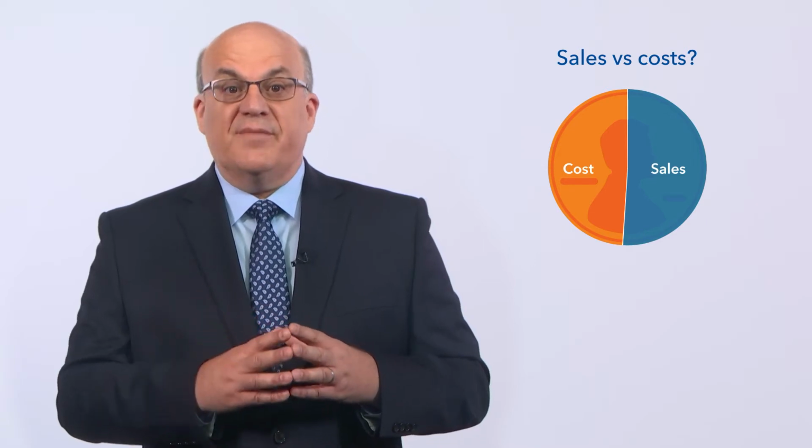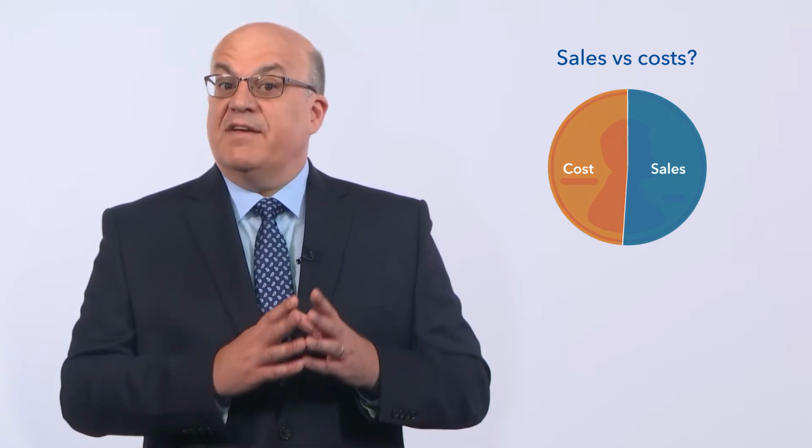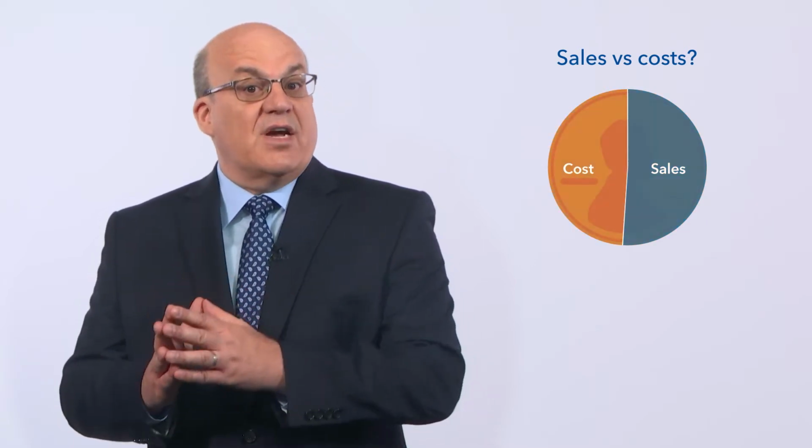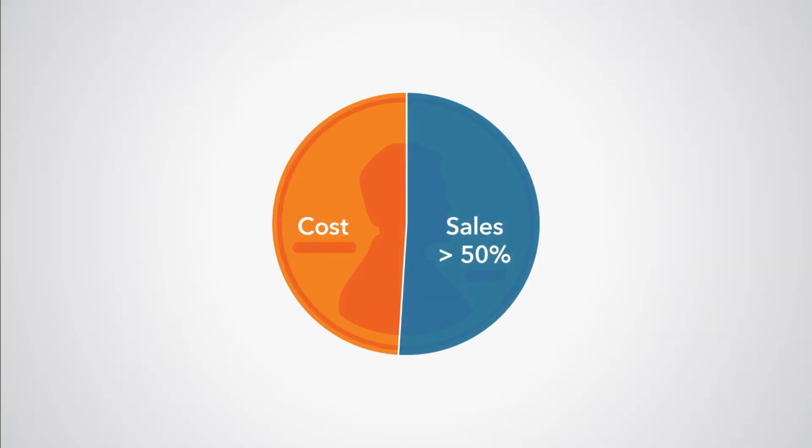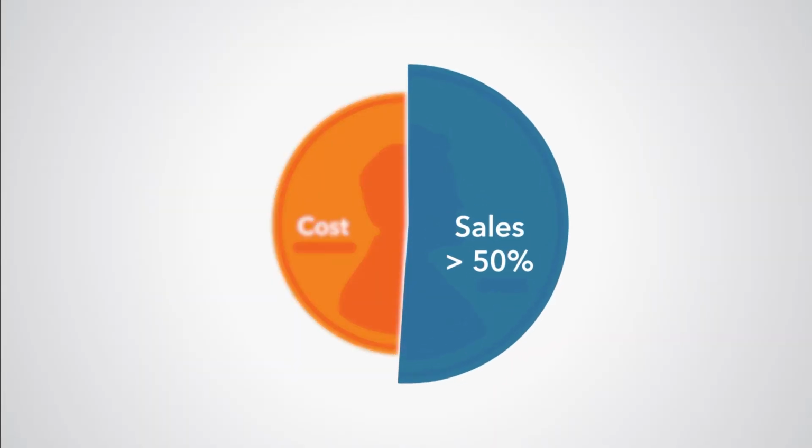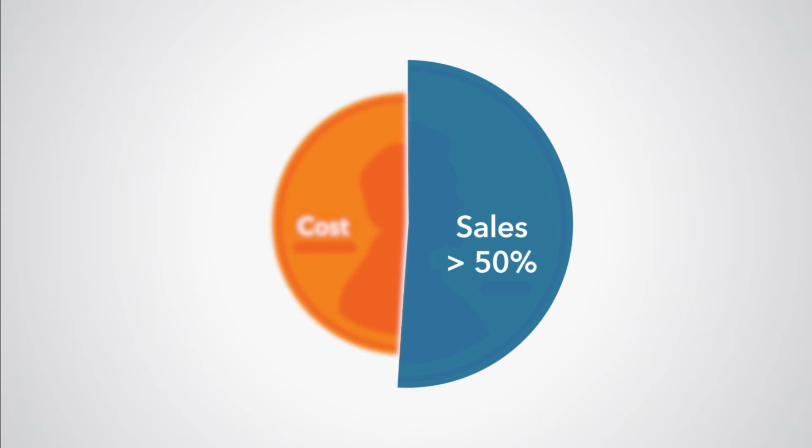There is no prescriptive numerical relationship between the value of sales and the production costs. But, as a rule of thumb, the value of the sales by public corporations should average at least half of the production costs over a sustained multi-year period.